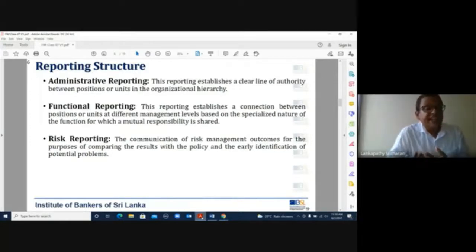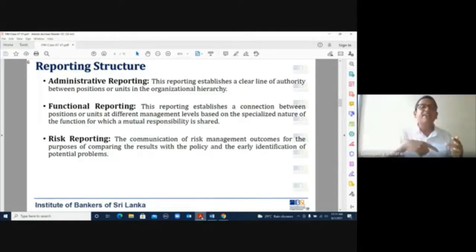So in any bank or finance institution, there may be three types of reporting mainly. First one is administrative reporting, which is a clear hierarchy, and the functional reporting. If there is any special function, a special functional reporting will trigger off, and the risk reporting, whichever is related to the risk management outcome, which will be reported through the risk reporting line. So there are three reporting lines. Any question you wanted to ask?